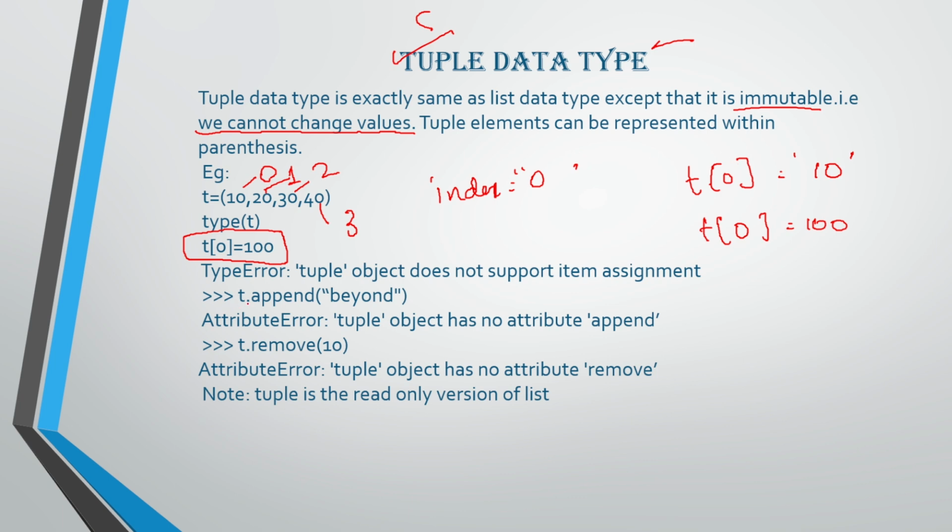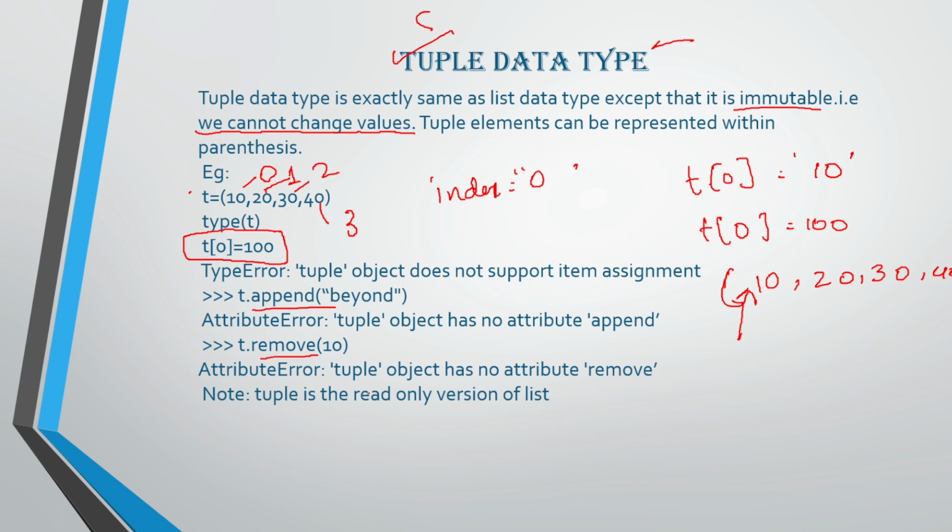So we have here t dot append. In the previous list data type we have seen this append. Append means adding to the first one, that is 10, 20, 30, and 40. We have the tuple. Append means adding another value. So you can see: tuple object has no attribute append. It does not support any append or remove attribute as your list does.